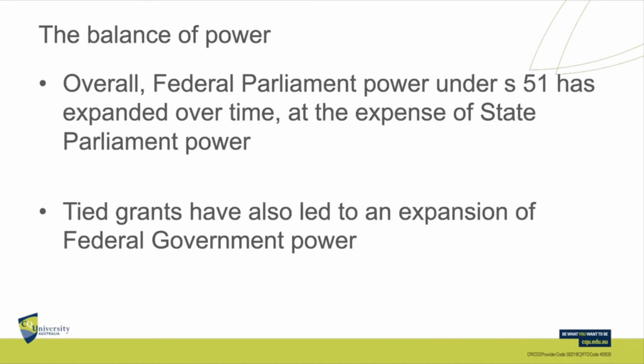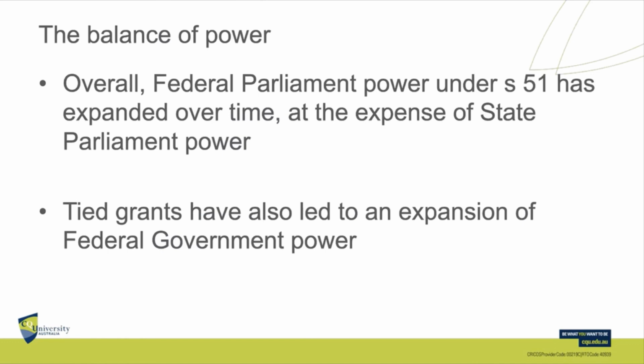Overall, what we've seen is an expansion of federal parliament power under Section 51. This is obviously at the expense of states' power, because it necessarily involves federal parliament overriding state parliaments. At the same time, the federal government has been issuing tied grants. These grants are issued to states on the condition that the state complies with federal government policies. And those conditions are what Parliament thinks fit. So they're much broader than the Section 51 powers.